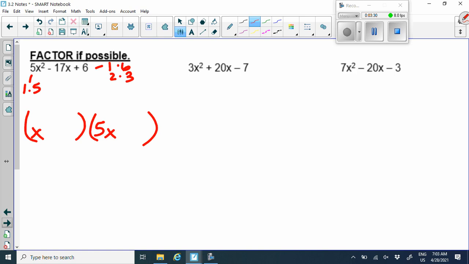Now, as I said, if you have multiple pairs, start from the bottom. The idea is that we have to exhaust all of our possibilities, and if we do, then we can say this is non-factorable. Otherwise, it is factorable. Okay, let's try 2 and 3.